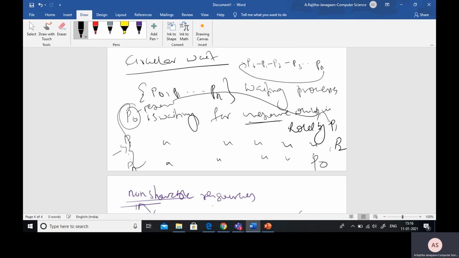That resource is held by P2. Like that a circular cycle is formed. Once the cycle is formed, no process finishes its work, so all these processes enter the deadlock state. In the previous situation, no preemption, it is also the same. That means resources cannot be preempted.